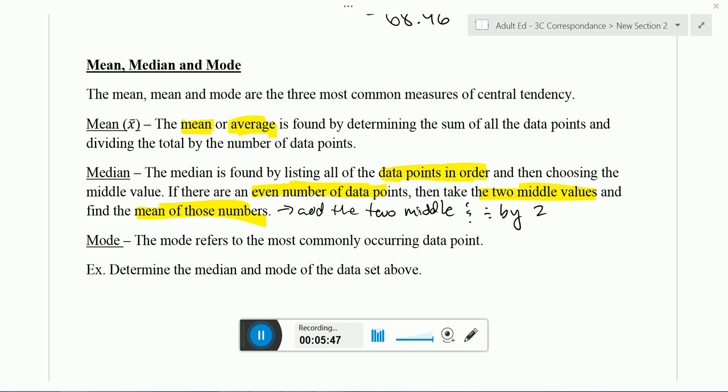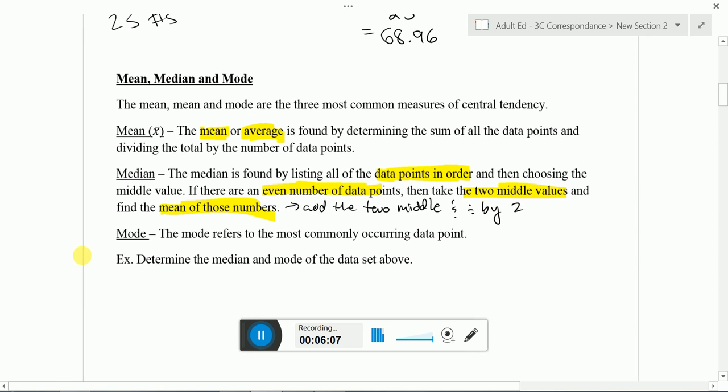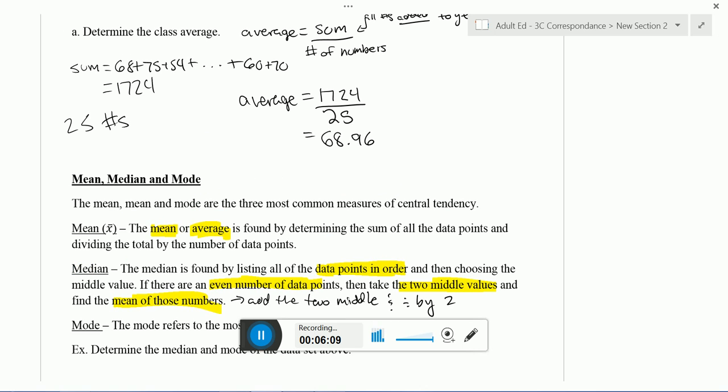The next example wants us to determine the median and the mode. We've already found the average, or the mean, of the data set above. Now we want to find the median and the mode. To determine the median, the first step is to write out the numbers in order. So to find the median first, we're going to go up to the data and find what the smallest number is. When I put them in order, I like to underline the data.